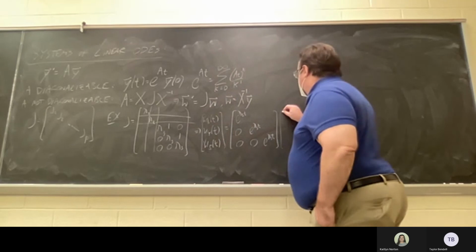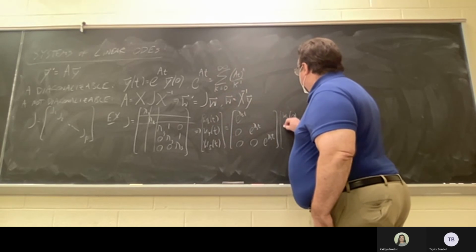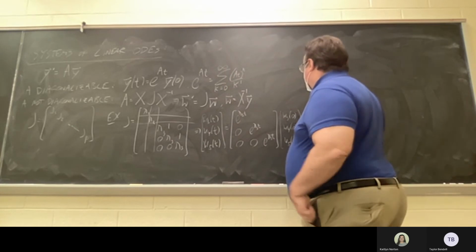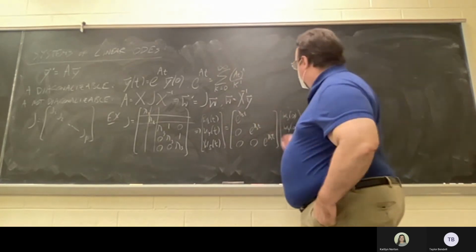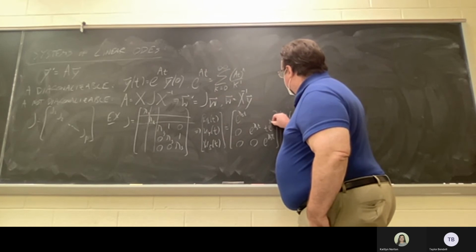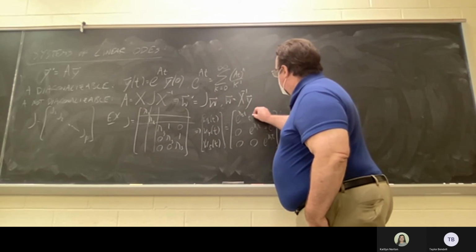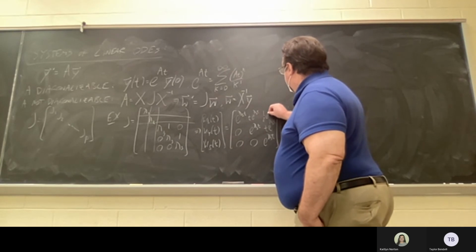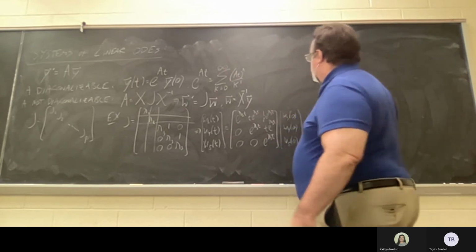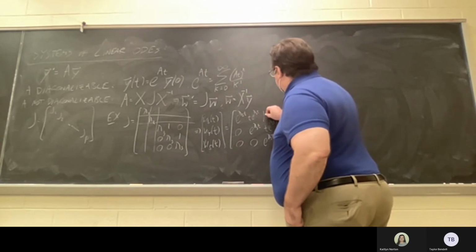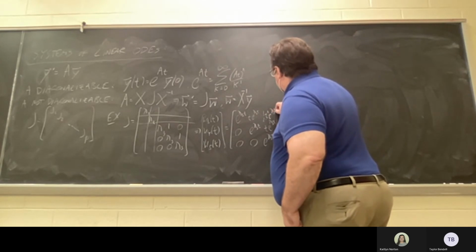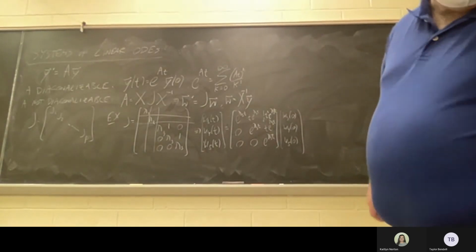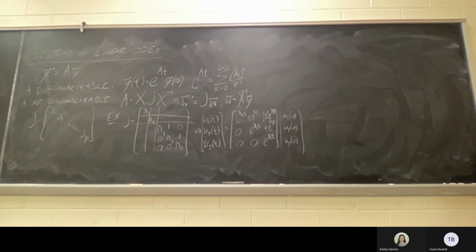Is equal to this matrix times the initial values of W3, W4, and W5. So the additional entries that I had here were t e to the lambda 3 t here and here. And then I have 1/2 t squared e to the lambda 3 t. Okay. All right.